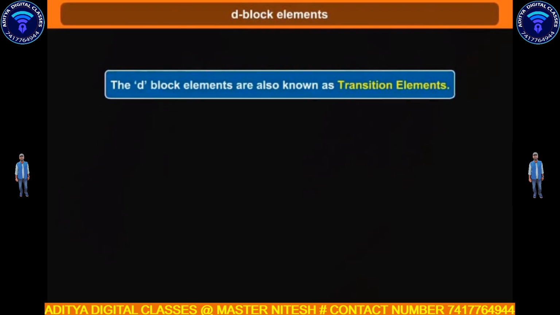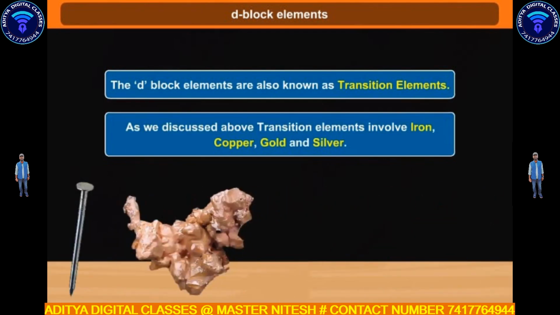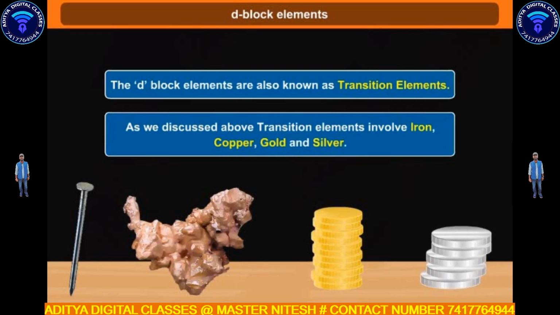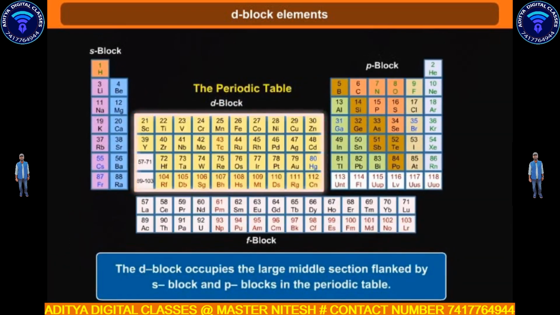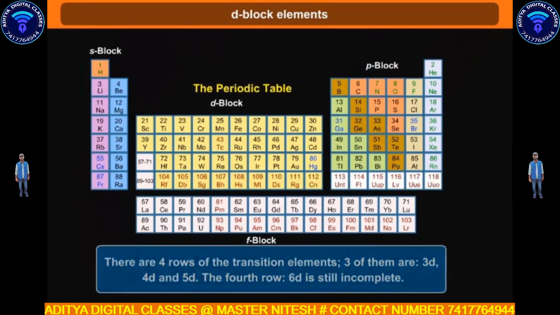The D block elements are also known as transition elements. As we have discussed above, transition elements include iron, copper, gold, and silver. The D block occupies the large middle section flanked by the S block and P blocks in the periodic table. There are 4 rows of the transition elements. 3 of them are 3D, 4D, and 5D. The 4th row, 6D, is still incomplete.